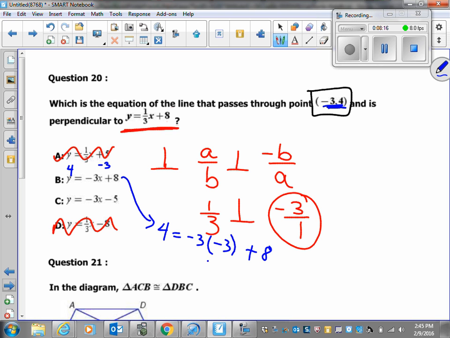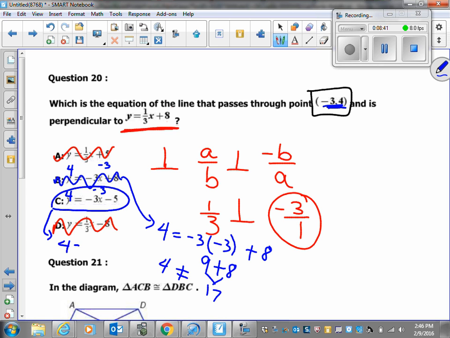So -3 times -3 gives you +9, plus 8 adds up to 17. It's not going to be equal to 4, right? So it's not going to be B. Just to make sure we got the right answer, we're going to try C. For C, I'm going to replace the Y by 4 and the X by -3. So 4 equals -3 times -3 minus 5. -3 times -3 is +9, minus 5 gives you 4, which is the same as this one. That's one way, since they already gave you the choices.